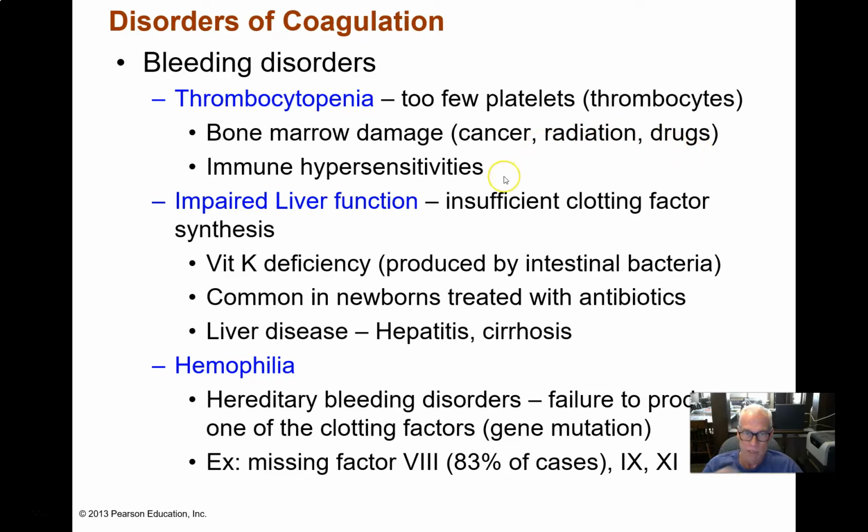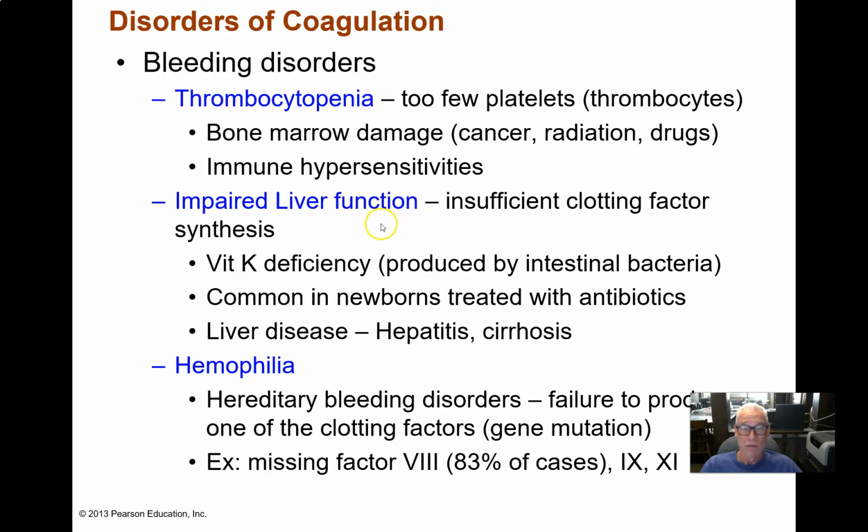Immune hypersensitivities. I was just informed recently by a student about a really intriguing and scary situation in which her mom had a spontaneous, life-threatening episode of thrombocytopenia, probably because of an immune hypersensitivity. The immune system was aberrantly attacking the platelets and causing them to be reduced in numbers. So luckily that situation has been resolved, and it's a great answer to prayer.